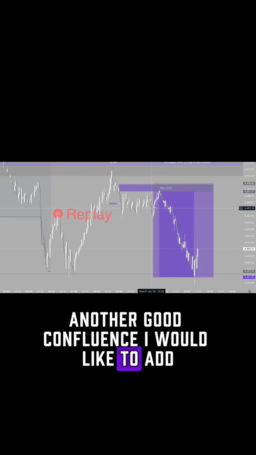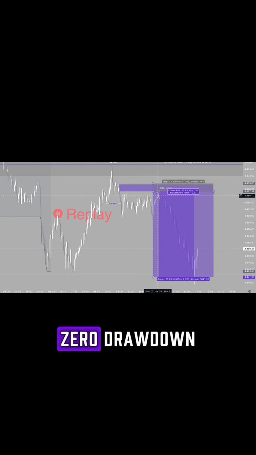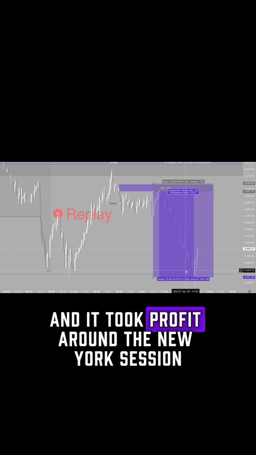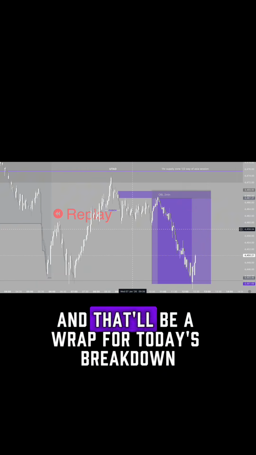Another good confluence I would like to add is the fact that this trade had literally zero drawdown due to the fact that I entered it in the London session kill zone and it took profit around the New York session kill zone. And that'll be a wrap for today's breakdown.